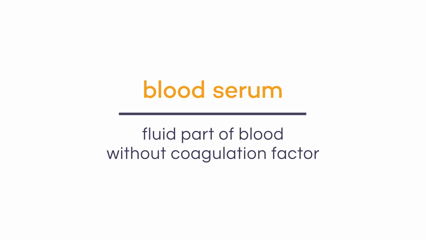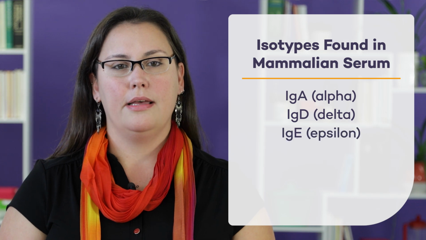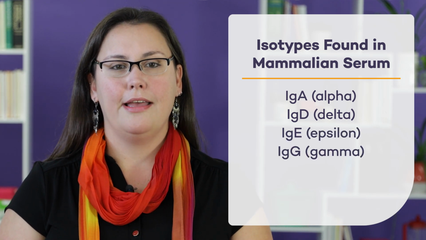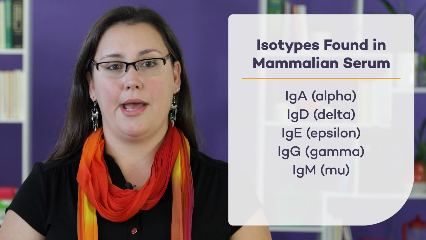Antibodies are mostly found in the blood serum. The blood serum is the fluid part of the blood minus the coagulation factors. There are 5 classes or isotypes of antibodies in the mammalian blood serum. They are named Ig, after immunoglobulin, plus a Greek letter. So we're going to have alpha, IgA, delta, IgD, epsilon, IgE, gamma, IgG, and finally mu, IgM.